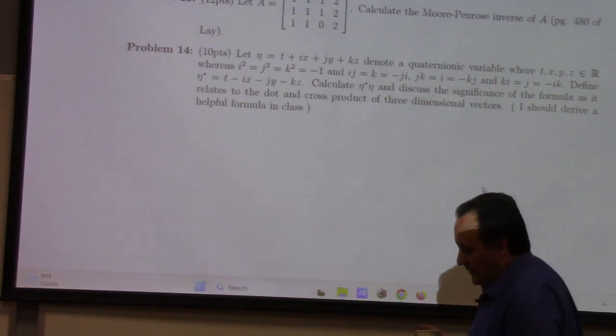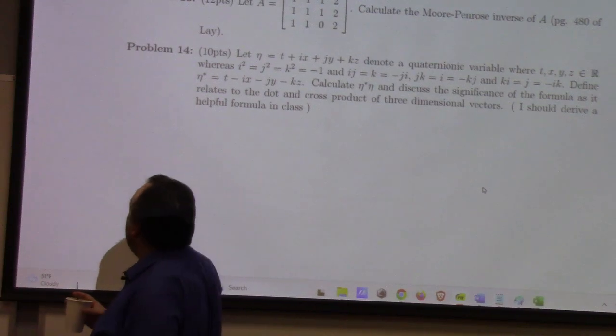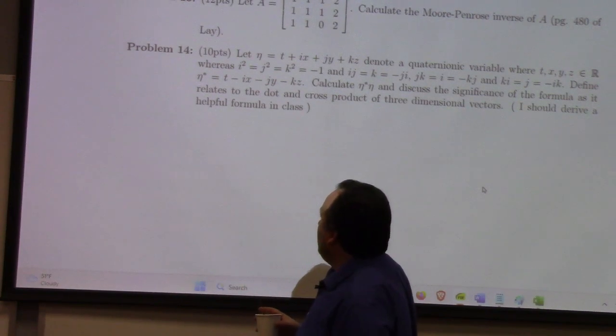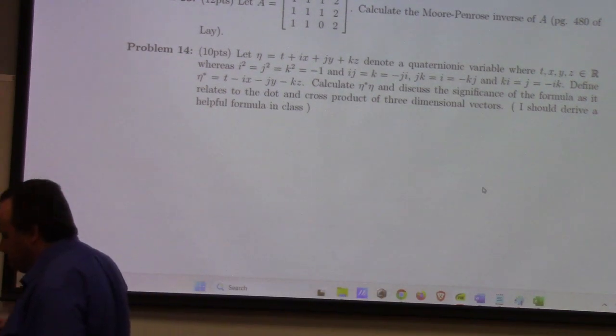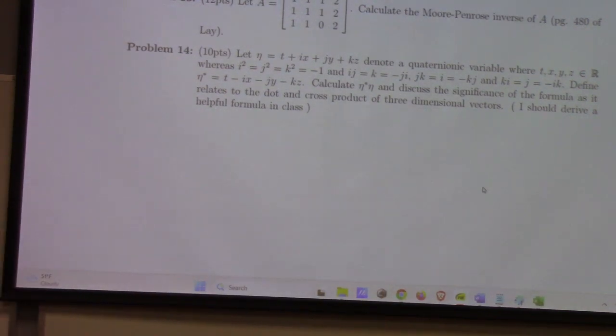I will tell you this. I believe what happens with eta star eta is you get the squared length of the quaternion. So one of the things you could do with it is define the reciprocal of a quaternion, the multiplicative inverse. It would go like this: 1 over alpha, you could define to be alpha star divided by alpha alpha star. I think that makes sense.